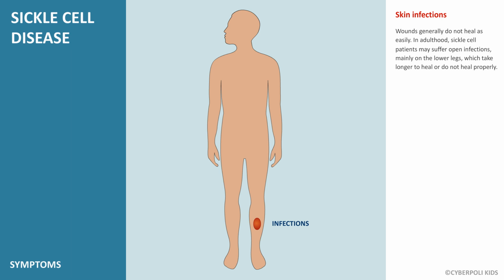Wounds generally do not heal as easily. In adulthood, sickle cell patients may suffer open sores, mainly on the lower legs, which take longer to heal or do not heal properly.